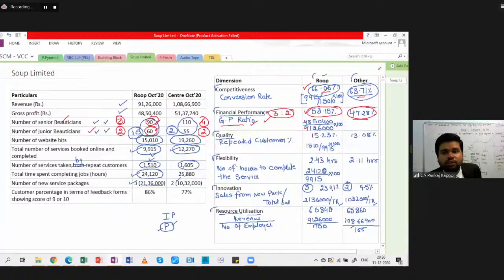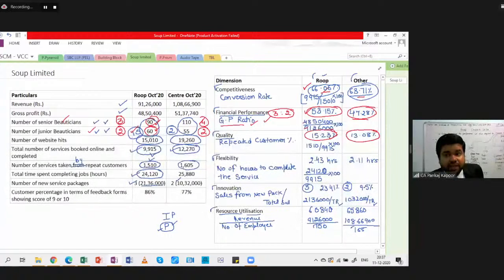Now moving further, the repeat customer. The repeat customer is 13.08. Out of 100 customers you serve the first time, only 13 customers come back to you. But in case of the group, 15 customers come back to you. So obviously the performance of the group is appreciable, and it is appreciable despite the fact that they have mostly junior staff. It means either they have good personal relations with the clients, or they have better customization of the services as per the needs of the customer.